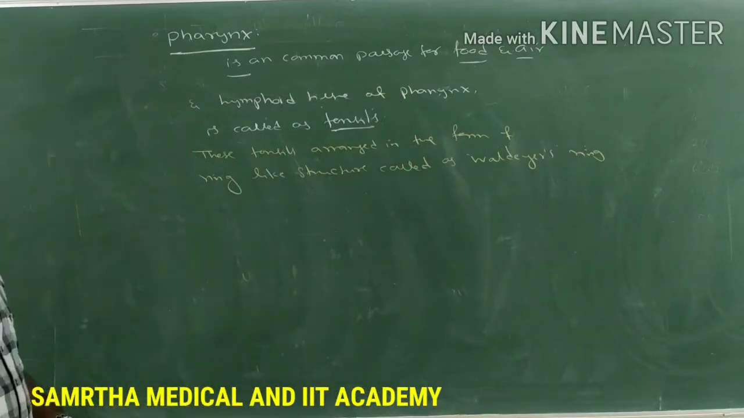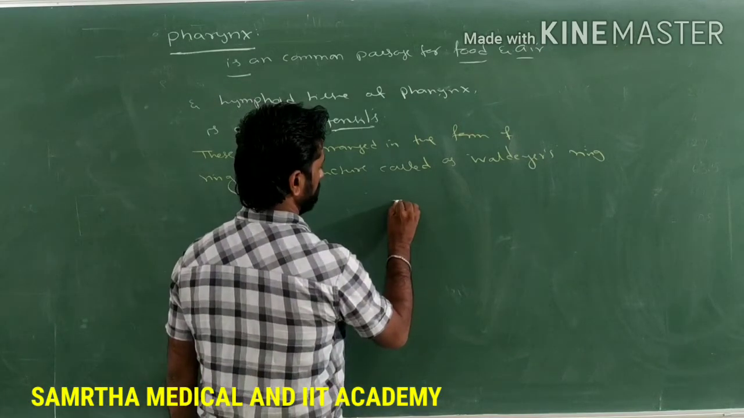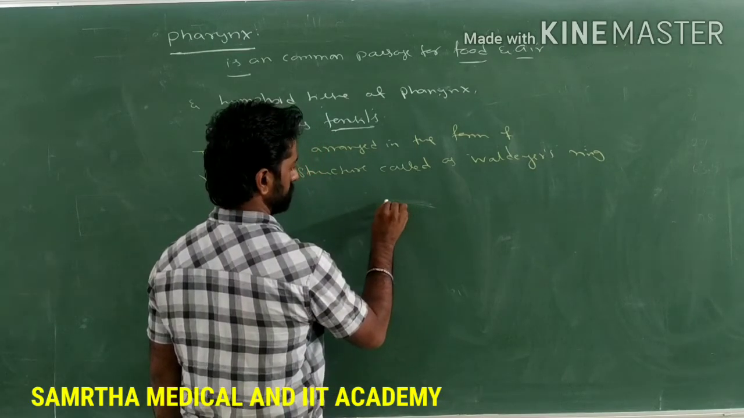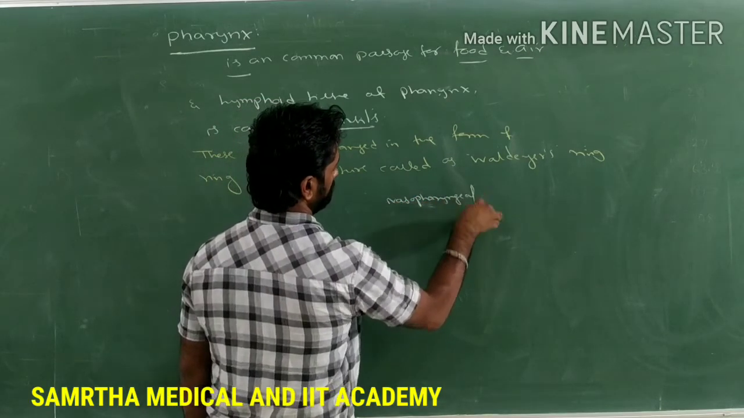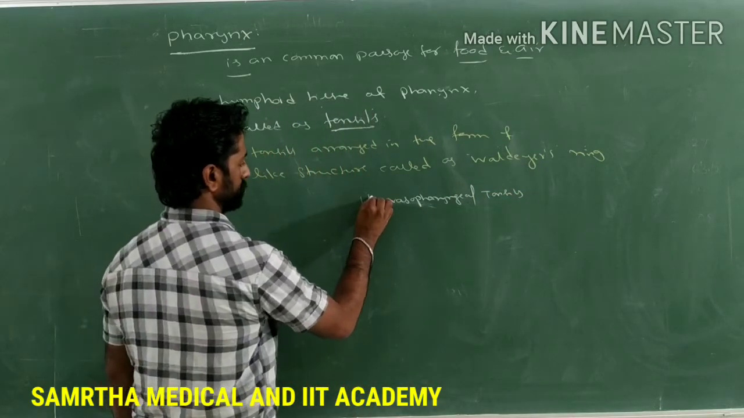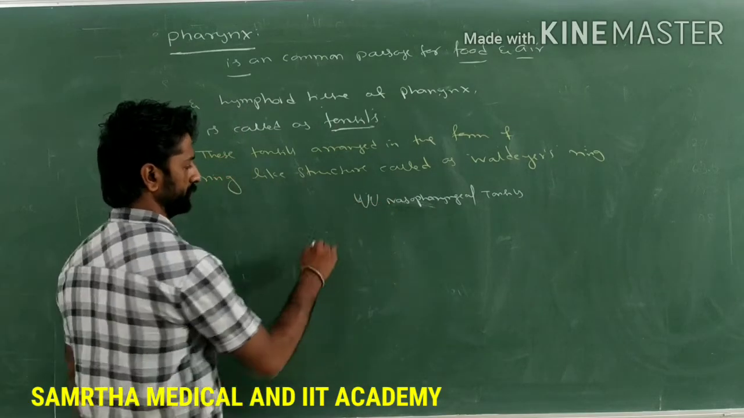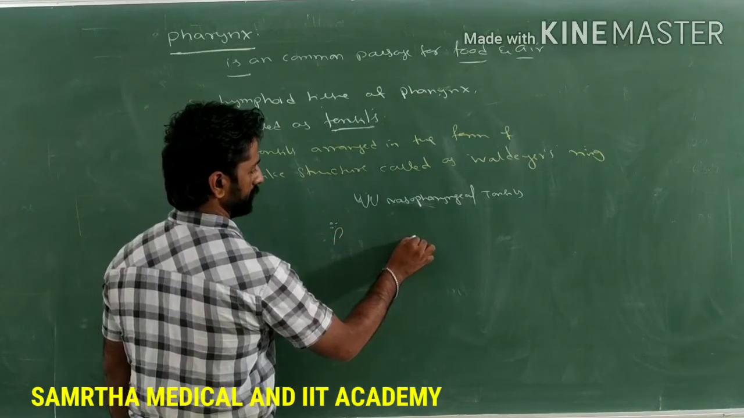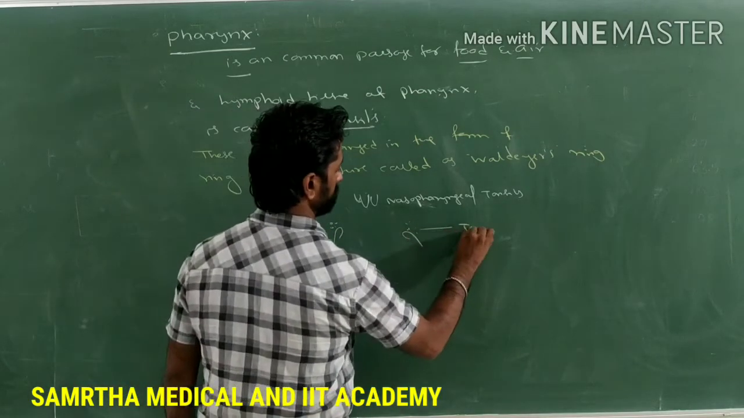So what are those tonsils which are arranged in a ring-like format? For example, initially the nasopharyngeal tonsils are present. These nasopharyngeal tonsils, and after that the tubal tonsils, so here is the presence of tubal tonsils.